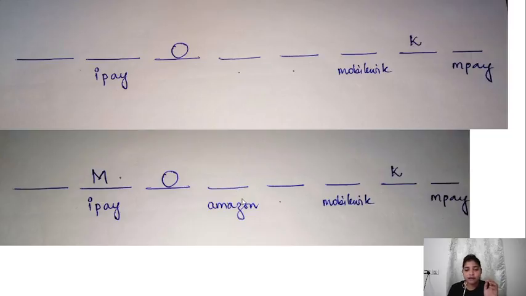Here itself I have chosen. Okay, I have written Amazon here. We can write Amazon here, here, and here. Only these 3 places we have left for Amazon Pay. So I have chosen Amazon Pay.